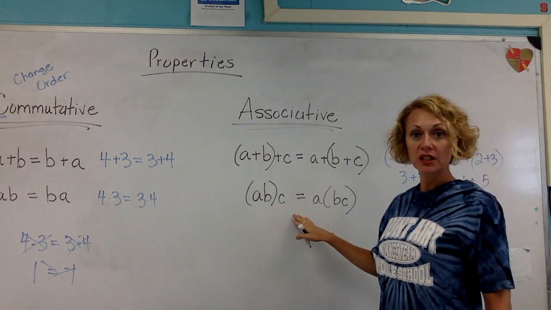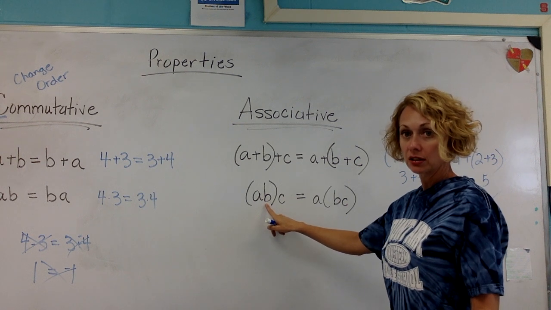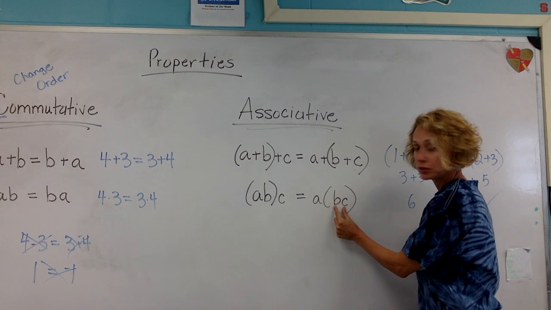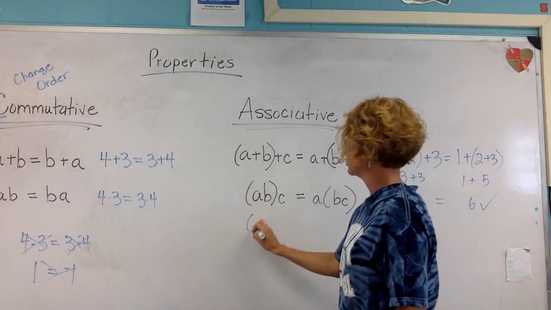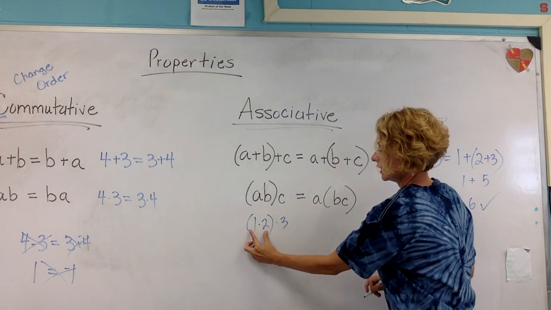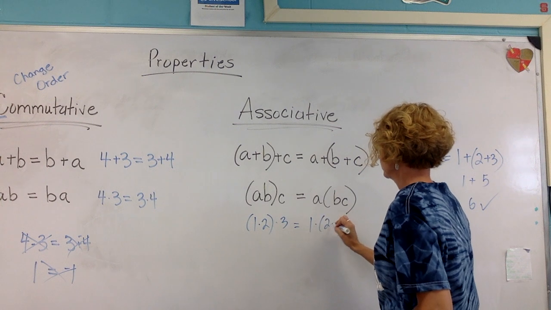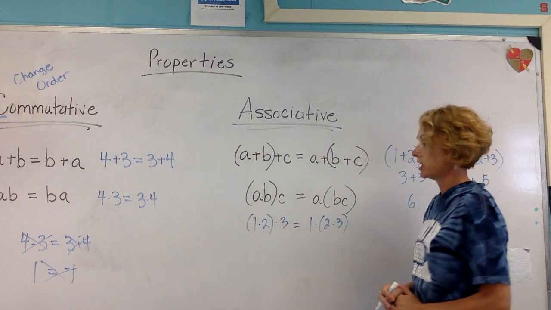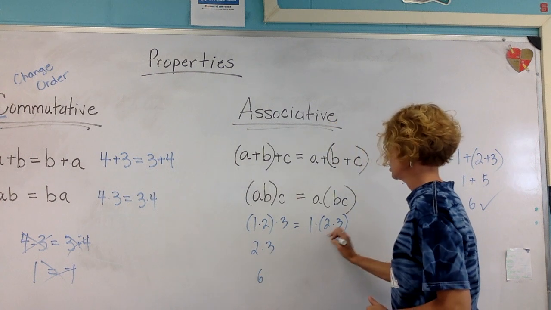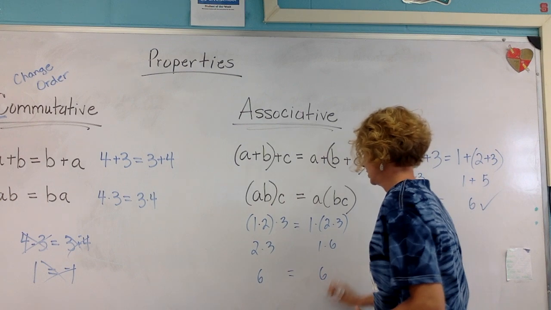This also works in multiplication. A times B, the product there, multiplied by C would still be the same as if I multiplied B and C first and then multiplied by A. Let's throw in some numbers. Is 1 times 2, multiplied first, then multiplied by 3, going to give me the same thing as this? Let's work both of those out. 1 times 2 is 2, times 3 gives me 6. 2 times 3 over here is 6. Bring my 1 down. 1 times 6 is 6.